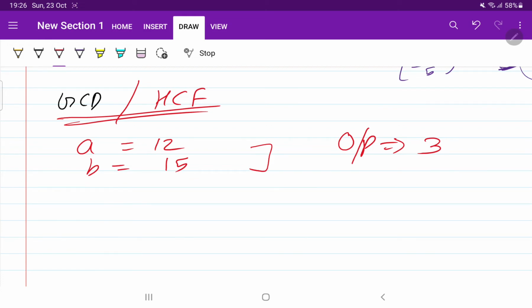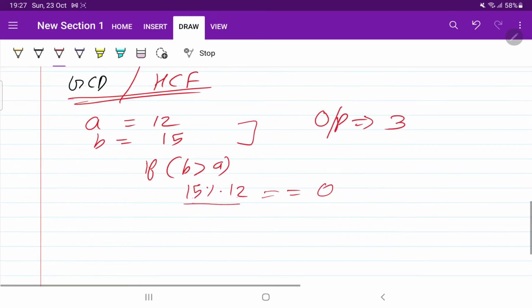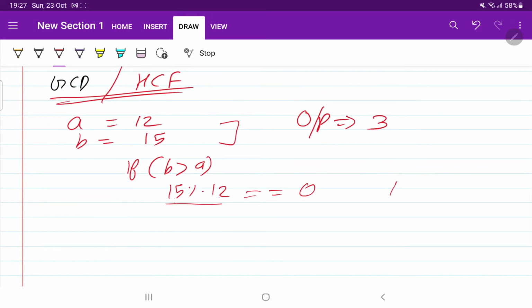So what is the approach that you can use? Here, first of all, you find which number is bigger. Suppose B is greater than A. So we will divide that number and check: is 15 % 12 equal to 0? It means when we divide 15 by 12, are we getting remainder 0? If we are getting remainder 0, it means that is the answer. Correct? So first of all we divide 15 by 12. Are we getting 0? No.